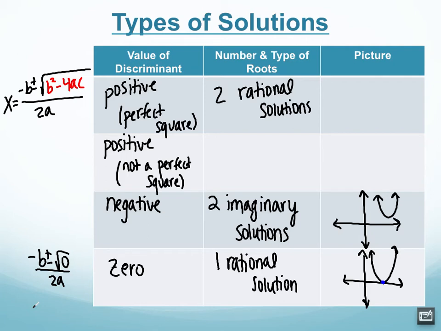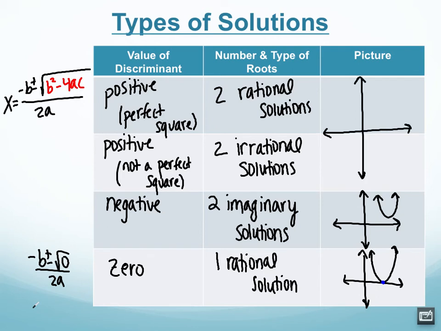If your discriminant is not a perfect square, it's 17, 18, 24. You're going to have 2 irrational solutions. So those are going to be square roots that you cannot simplify. Same picture for both of these. Okay, because we have 2 real solutions, rational and irrational are real numbers, your quadratic is going to cross the x-axis twice. Here's one solution, here's the other one.